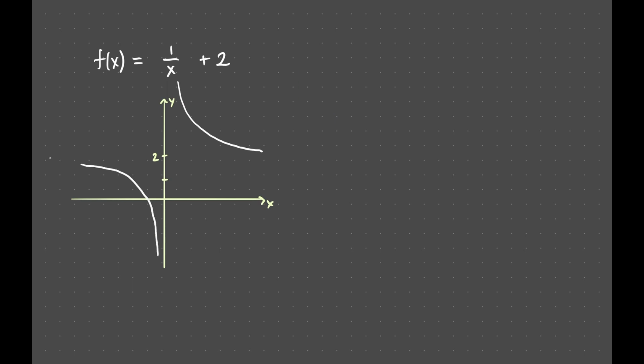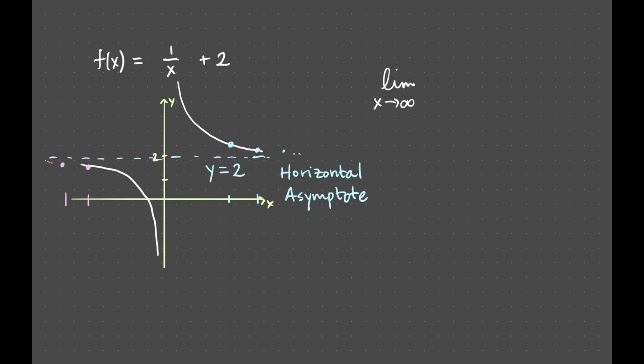For example, consider the function f of x equals 1 over x plus 2, which is obtained from the hyperbola 1 over x by a shift of 2 units in the vertical direction. From the graph, it's clear that as the input x grows very large, the values of f of x are tending to 2. And from the other direction, as x grows very negative, the values of f of x are still tending to 2, but now from below. In this situation, the line y equals 2 describes a horizontal asymptote of f because the graph of f approaches this line either as x becomes very positive or as x becomes very negative.